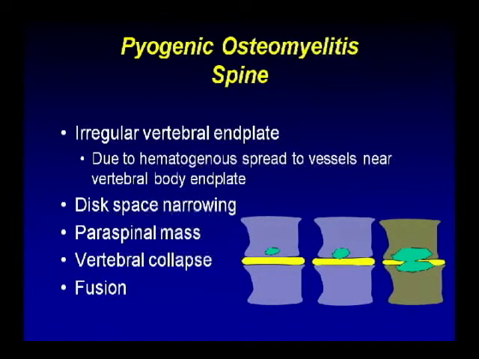And finally, after some time, you have complete destruction of the end plate, of the disc space, very irregular borders. You may have at later stages disc space narrowing, paraspinal masses, vertebral collapse, and finally fusion.